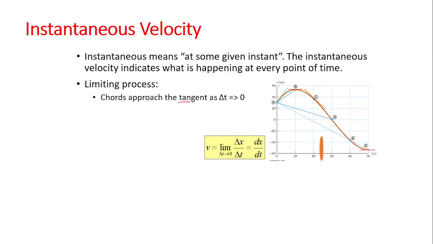slope of the tangent. If you look at part B here, there is a line which has been drawn. That line is a tangent. A tangent is a line that touches a curve at one particular point.